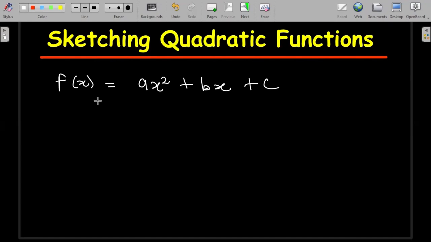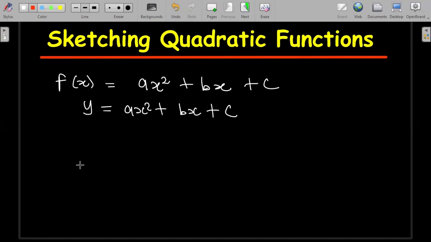And then what I want you to know is that f of x, this f of x here, is the same as y. So I can also write this equation as y equals ax squared plus bx plus c. Okay, so whenever you see f of x, it's the same as what? y. Okay, so when we sketch these quadratic functions, we're going to be sketching them on the xy plane.